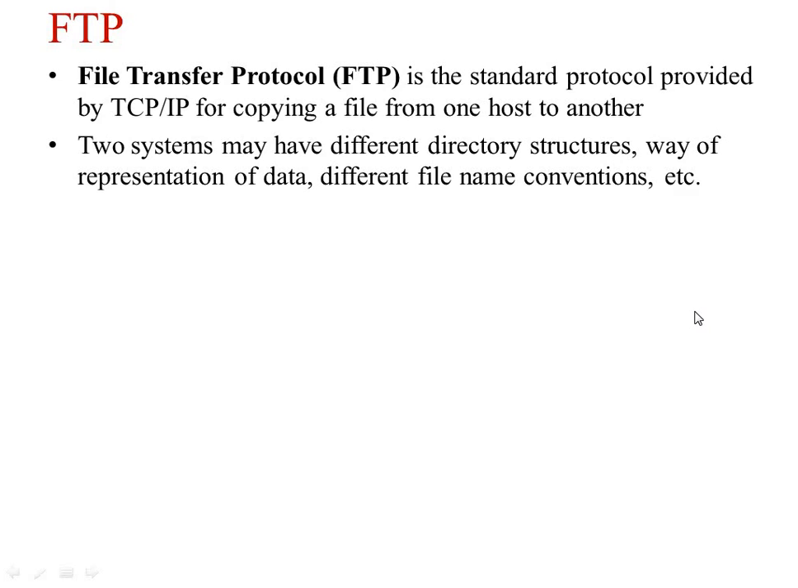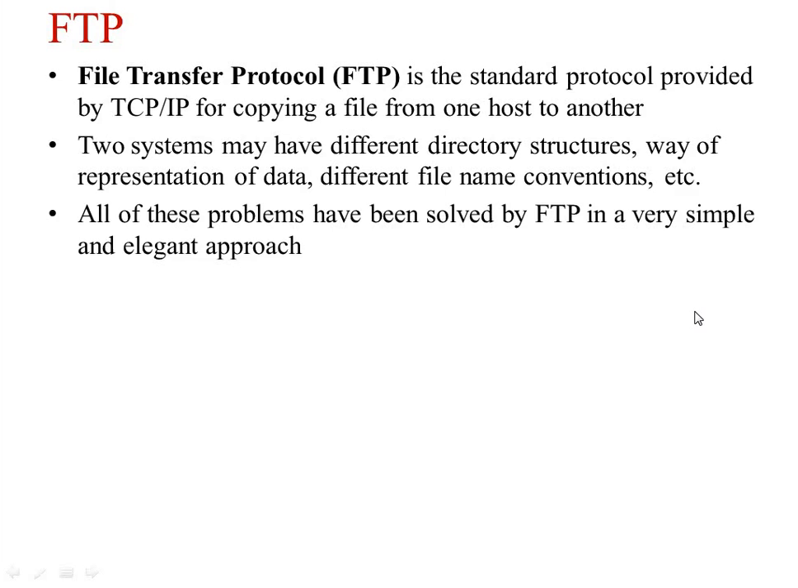So two systems may have different directory structures, or different types of data representation, or different file name abbreviations or conventions. That is also quite possible. Then in that case this FTP will help you to communicate with each other. So the file structures used by different systems are different, the names are different, the abbreviations are different, and still they are able to communicate with each other. All these problems have been solved by FTP in a simple and elegant approach.